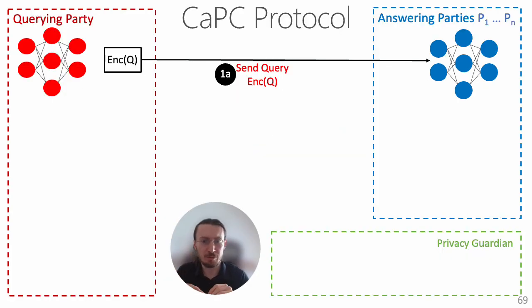Now let me walk you through the Capsi protocol step by step. The goal is to label the new data item, here called a query. In step 1a, the querying party sends the encrypted query Q to each answering party. And we use homomorphic encryption to encrypt this query Q. You can think about query Q as being, let's say, this chest X-ray of a new patient.